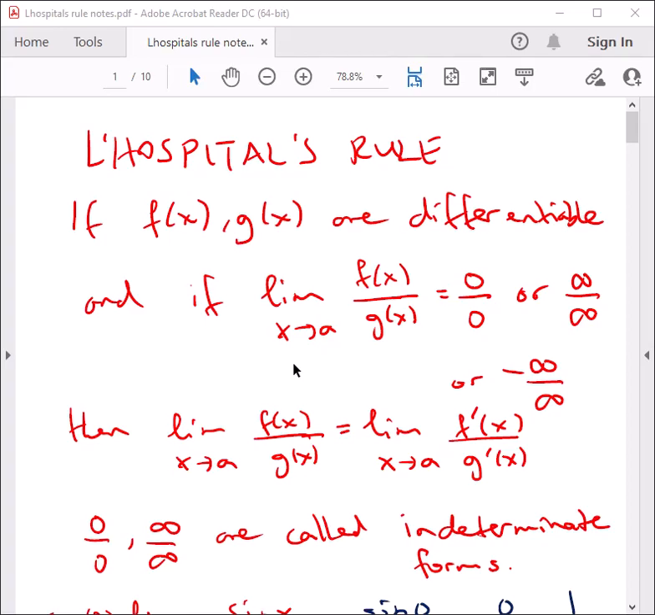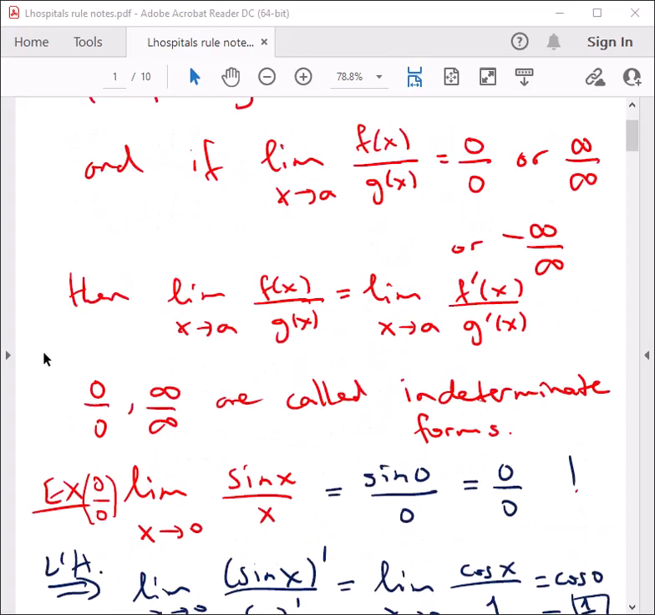So we take the derivative of the top and we divide it by the derivative of the bottom, and we take the limit again until we get some result other than 0 over 0 or infinity over infinity. By the way, 0 over 0 or infinity over infinity, these are called indeterminate forms. We are going to see other types of indeterminate forms, and again, using L'Hopital's rule, we are going to take those limits as well. So this is a very nice application of derivative.